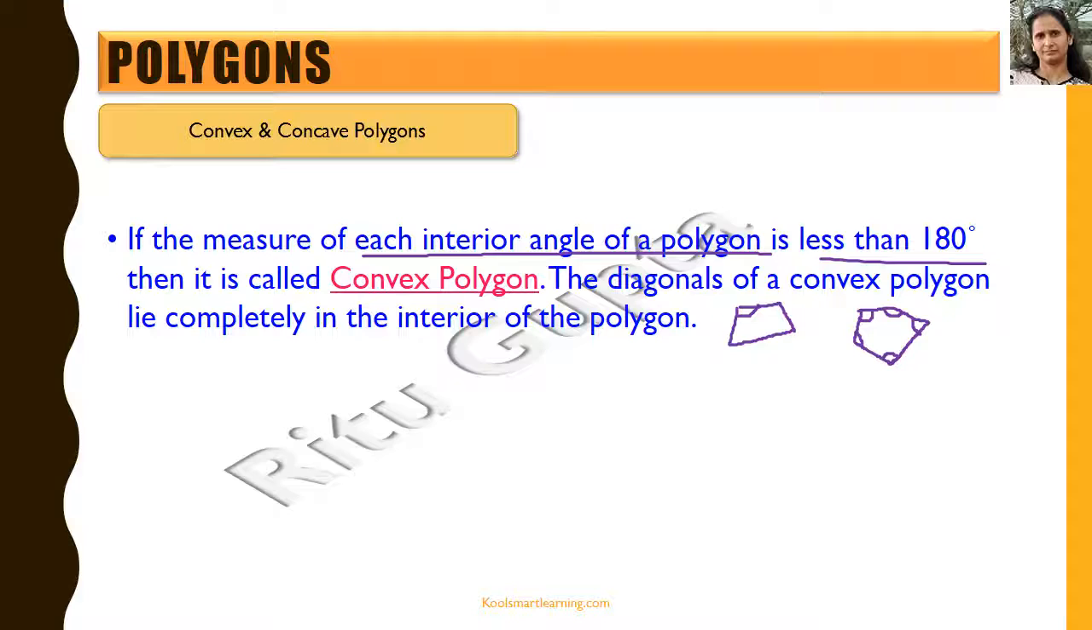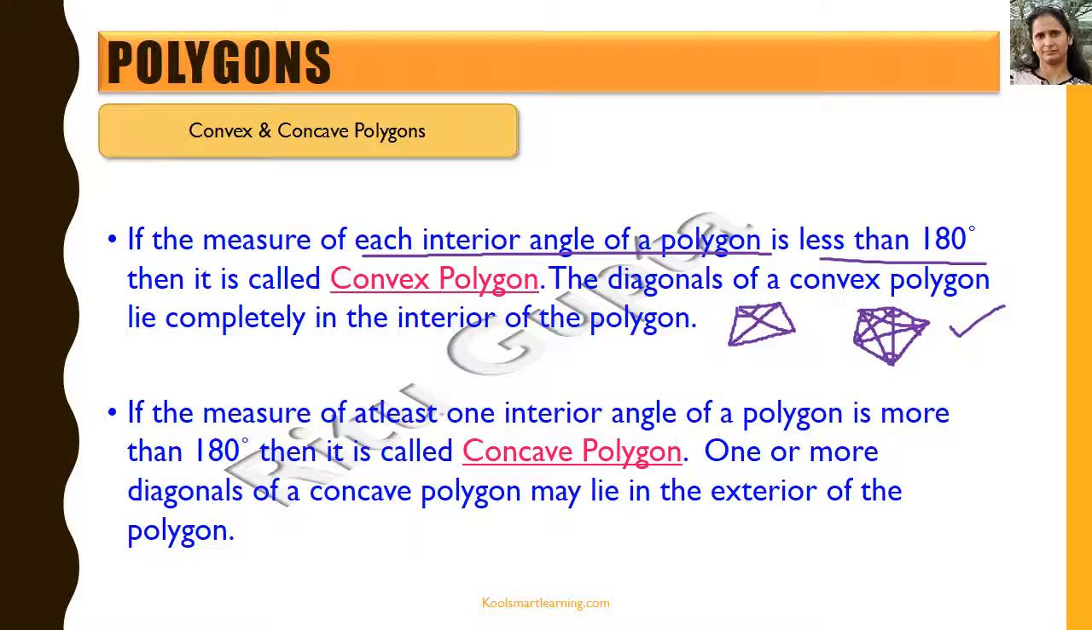And if we see the diagonals of these convex polygons, we'll see that the diagonals lie completely in the interior of the polygon. So even for this 5-sided figure, if we draw all the diagonals, these are the 5 diagonals which are possible, all of them lie completely in the interior of the polygon. So these types of polygons are called convex polygons.